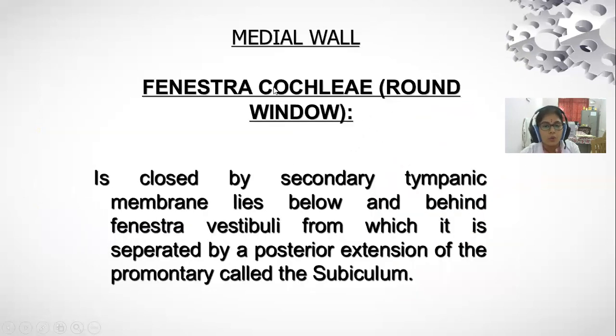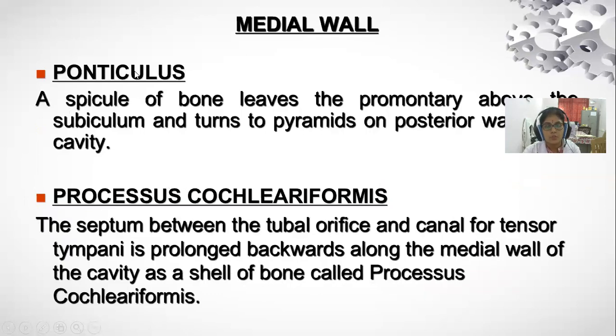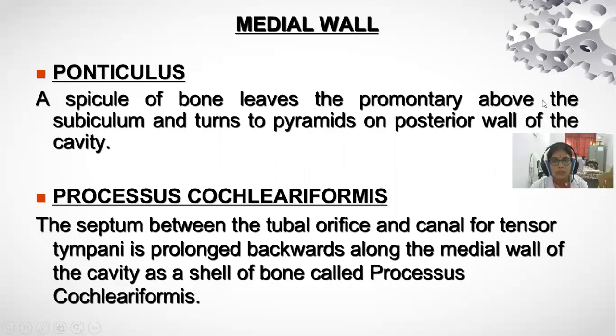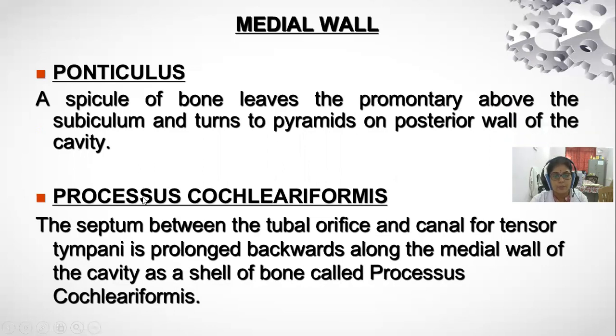So in the medial wall, you have another important opening, which is called fenestra cochleae. It's closed by the secondary tympanic membrane. It lies below and behind fenestra vestibuli, from which it is separated by a posterior extension of the promontory called the subiculum. Now, what is ponticulus? It's a bony spicule which leaves the promontory above the subiculum and turns to the pyramid on the posterior wall of the cavity.